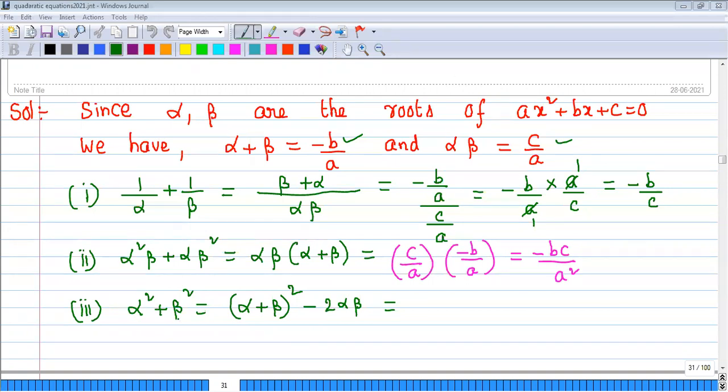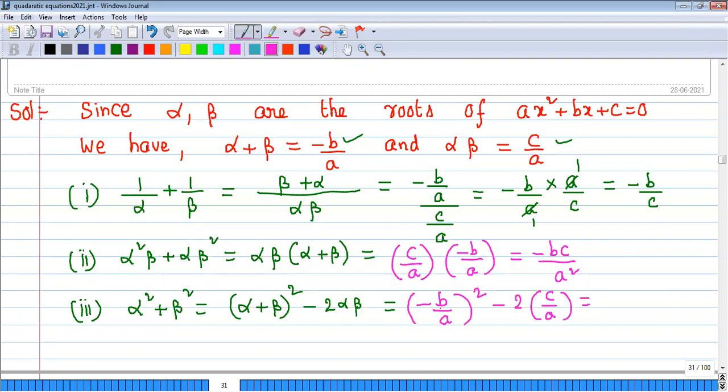See, alpha square plus beta square is equal to alpha plus beta whole square minus 2 alpha beta. Alpha plus beta is equal to minus b upon a, alpha beta is equal to c upon a. So let us substitute here. So then what do we get now here? Minus b upon a whole square minus 2 times c upon a.